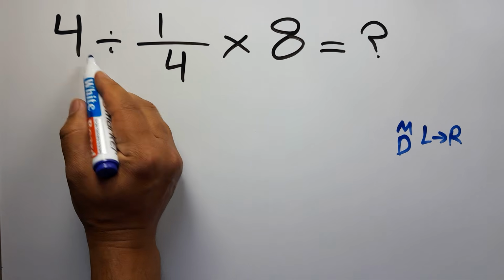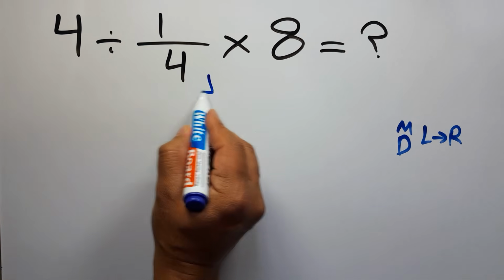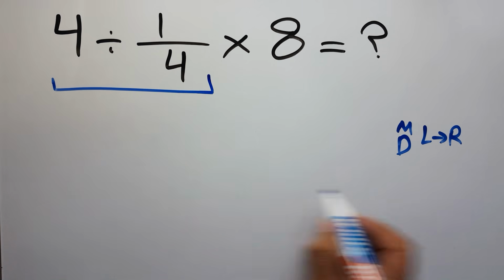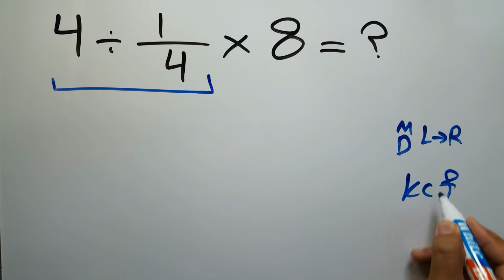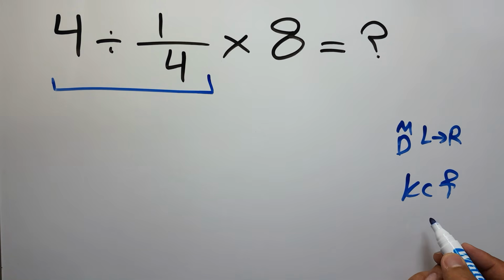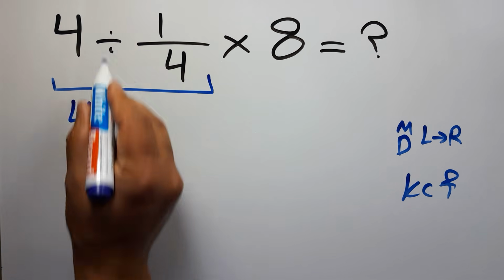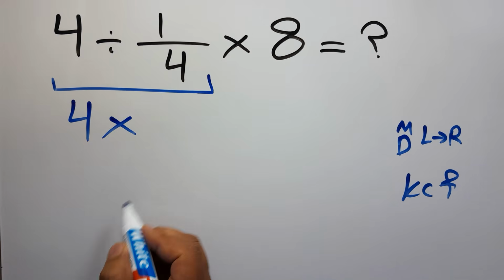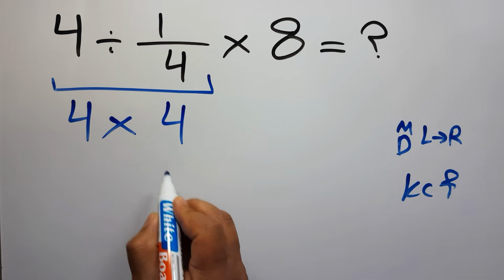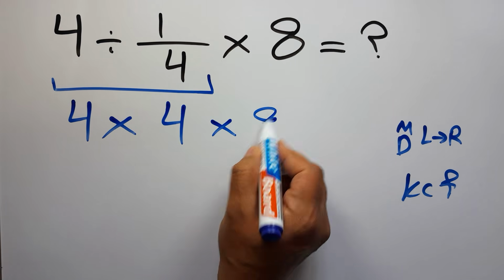So first we have to do this division, 4 divided by 1 over 4. According to the KCF rule, K stands for keep, C stands for change, and F stands for flip. We can write: keep the first fraction, change division to multiplication, and flip the second fraction. And here we have times 8.